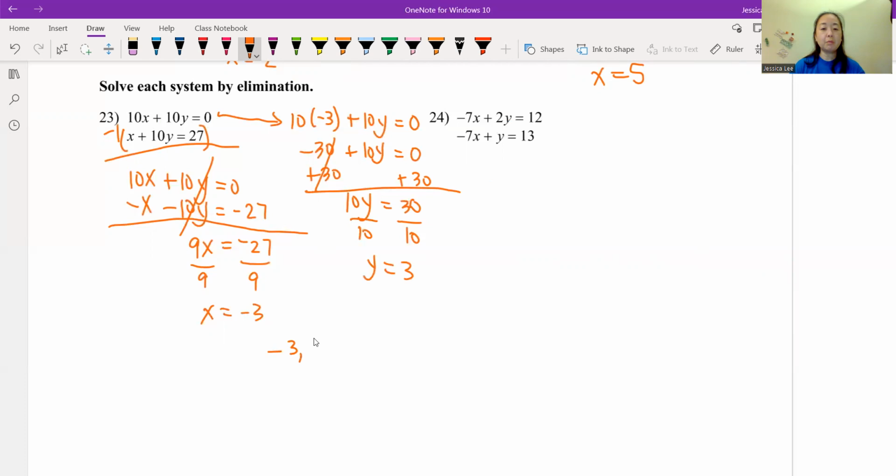So x is -3, y is 3. That's where they meet. The love story for the ages, guys. I still can't change my colors.